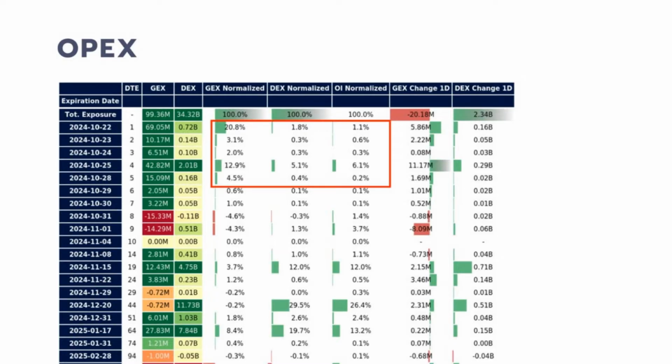So always monitor the third Friday of the month, OPEX. Never stress too much about it. It's a very important event, and also monitor the dailies and the weeklies, especially if there's a large percentage of gamma expiring. For example, today we see 20% of gamma expiring on the 22nd of October. So that could be a very important one.